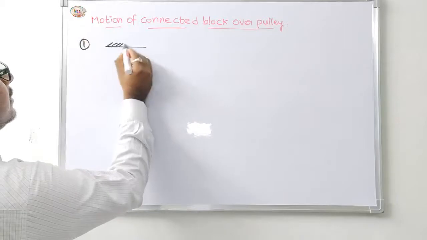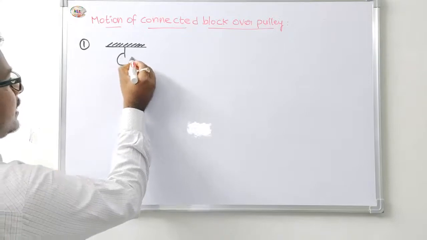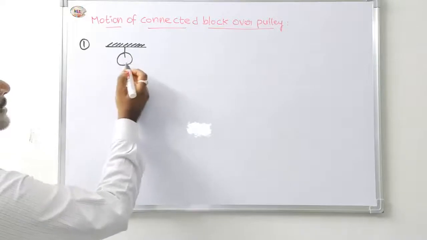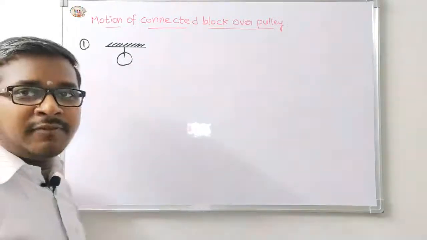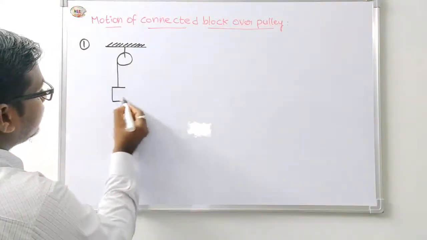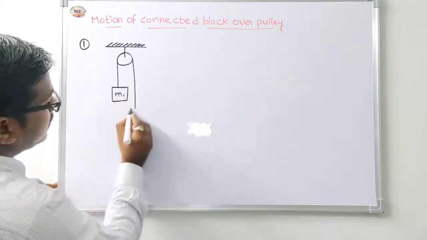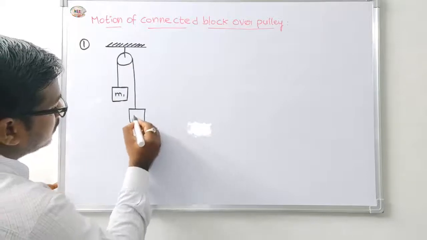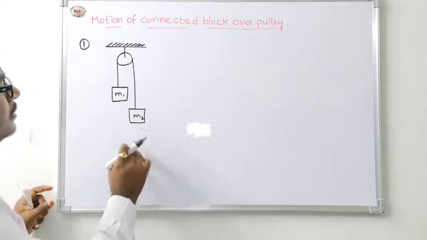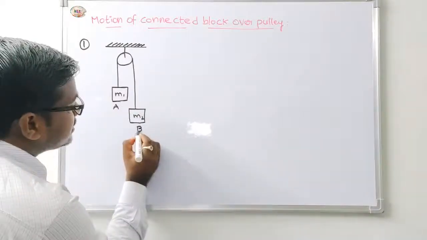So a pulley is fixed to the ceiling. Two blocks are attached to the two ends of the string in this way. This is M1, M2 block, with the blocks A and B respectively. This is A and this is B.